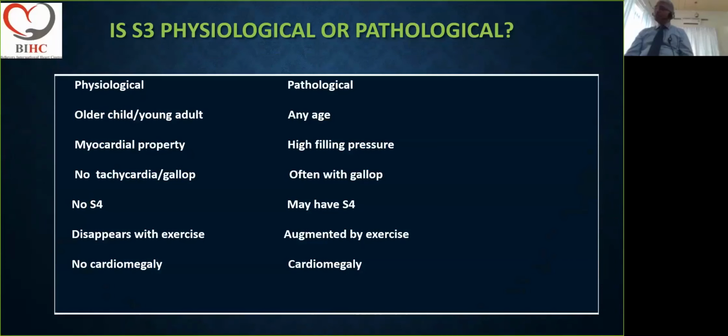A physiological heart will never have a fourth heart sound. A fourth heart sound means the ventricular stiffness is more. So a pathological third sound may be associated with a fourth heart sound. A physiological third sound will disappear with exercise. A pathological third sound will be augmented by exercise because exercise worsens heart failure. In a physiological third sound, the heart size is normal, but a pathological third sound denotes cardiac failure and therefore it is associated with a cardiomegaly.